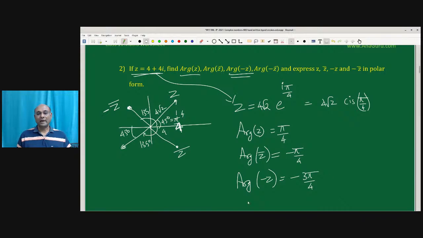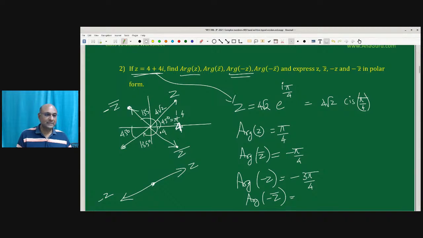Right? So argument of minus z conjugate. So z conjugate, minus always means reverse. If you have this vector, minus will mean this. So if this was z, this will mean minus z. If this is z conjugate, this is minus z conjugate. But the angle always is from the positive x-axis. So you have to go this way. So 3 pi by 4.